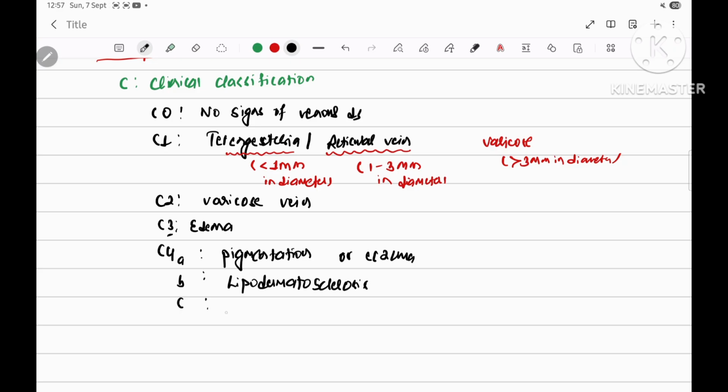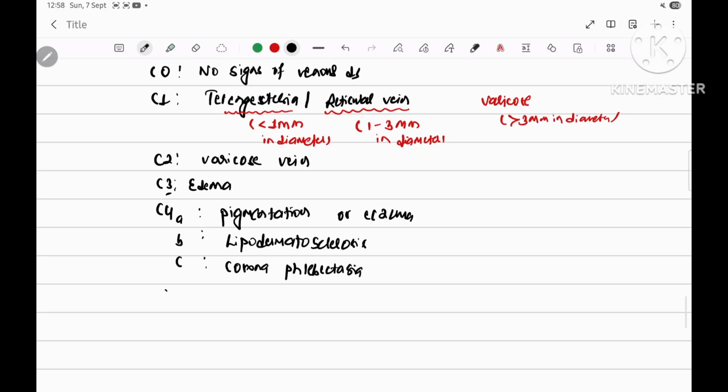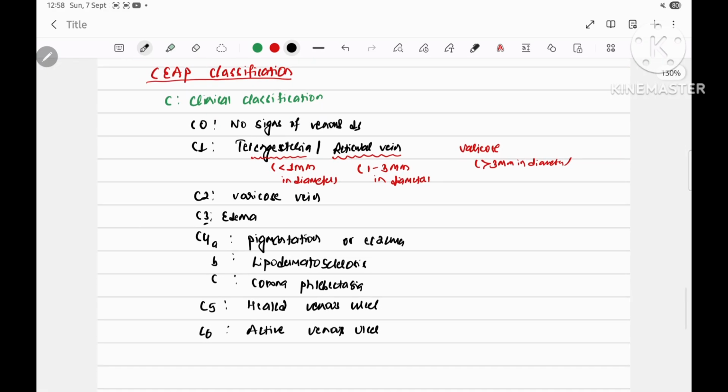And C4C is corona phlebectasia. I will show you a picture later on. And let's write C5. So C5 means it is the healed venous ulcer. And C6 is the active venous ulcer. So we can imagine the CEAP classification C part by just looking at the clinical signs.